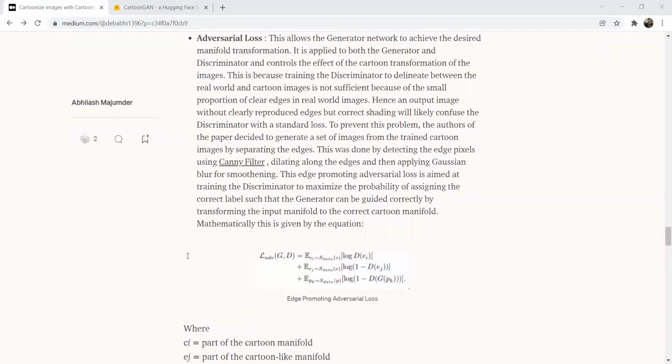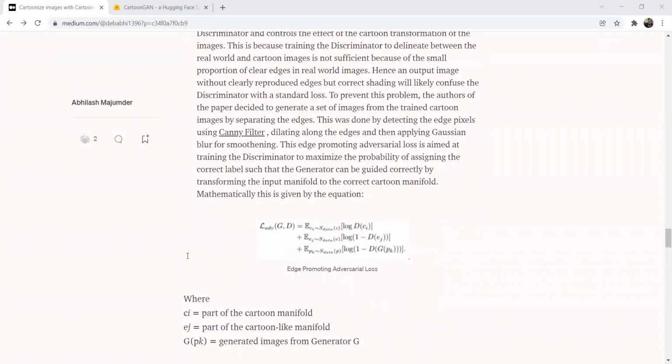So we are trying to map cartoon images from cartoon-like images. In this case, the cartoon images we are taking, we are applying a Canny filter on the edges so that we can increase the boundary of the edges. Now we dilate those edges and we apply Gaussian blur smoothing on top of them. This will allow us to create a discriminator model which can identify the cartoon-like manifold very easily.